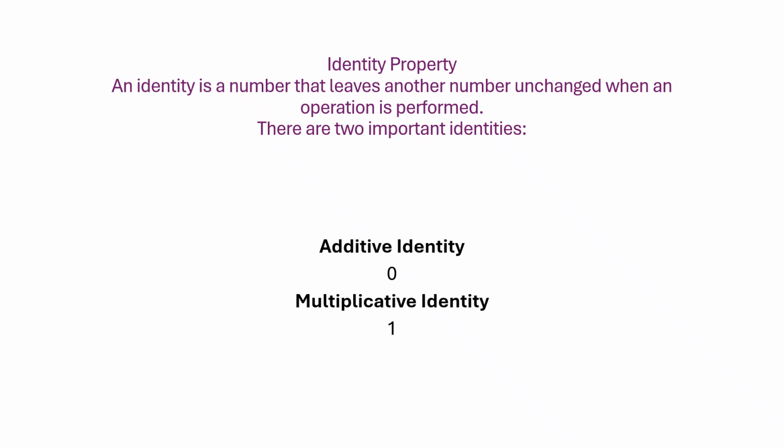Move on to the identity element or identity property. An identity is a number that leaves another number unchanged when an operation is performed. There are two important identities. We have the additive identity, which is 0, and the multiplicative identity, which is 1. So let's take note of this important information.